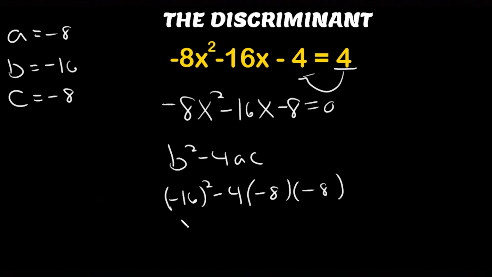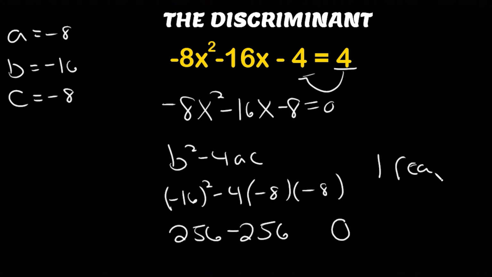So negative 16 squared will give you positive 256. Okay? Negative 4 times negative 8 is positive 32. And then positive 32 times a negative 8 will actually give you negative 256. So 256 minus 256 is 0. Go back to your 3 different scenarios. If the discriminant is equal to 0, that means there's one real 0. So we have one real 0 here.